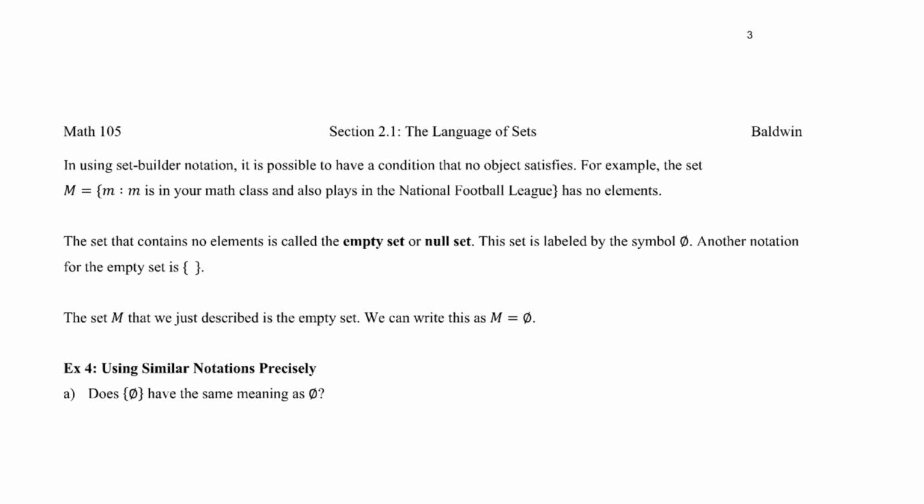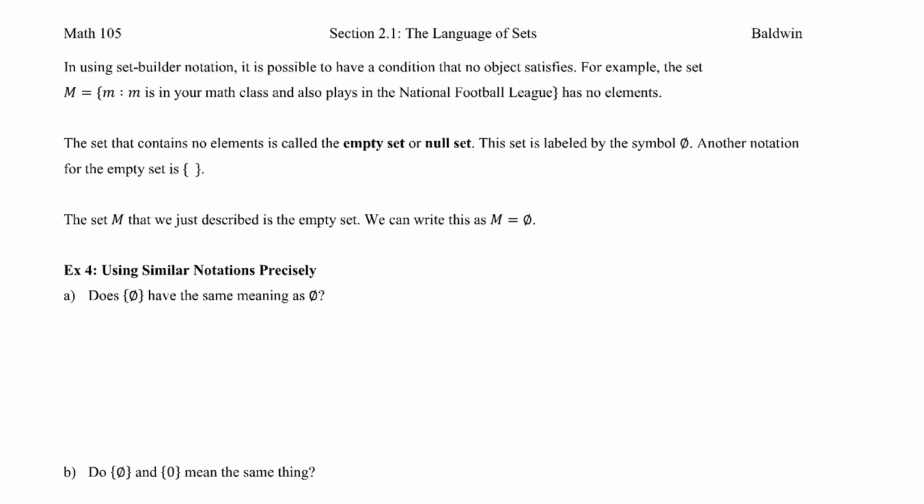Now, when we are using set builder notation, we do have the possibility that there's a condition that's been established and there's nothing that satisfies that particular condition. So the example they give is if our set is M and the elements in that set are your math class and also plays in the National Football League.